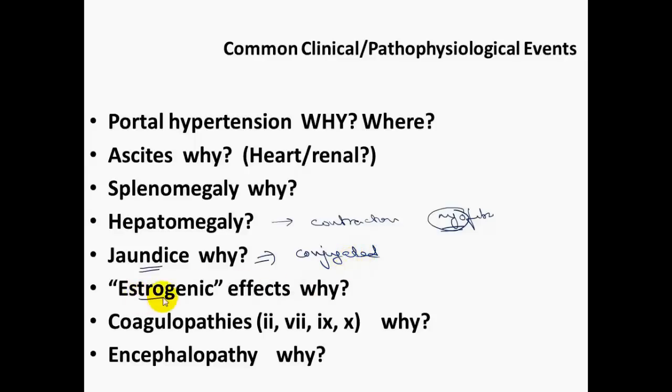There will be estrogenic effects because of hypoestrogenemia. There will be coagulation defects. Factors 2, 7, 9, 10 are the factors which are produced by the liver. So if the liver has failed, there will be encephalopathy because of an increased amount of ammonia which is going to reach your brain. The patients will have those flapping tremors, also called asterixis, or liver flap. These are the things which will be seen.